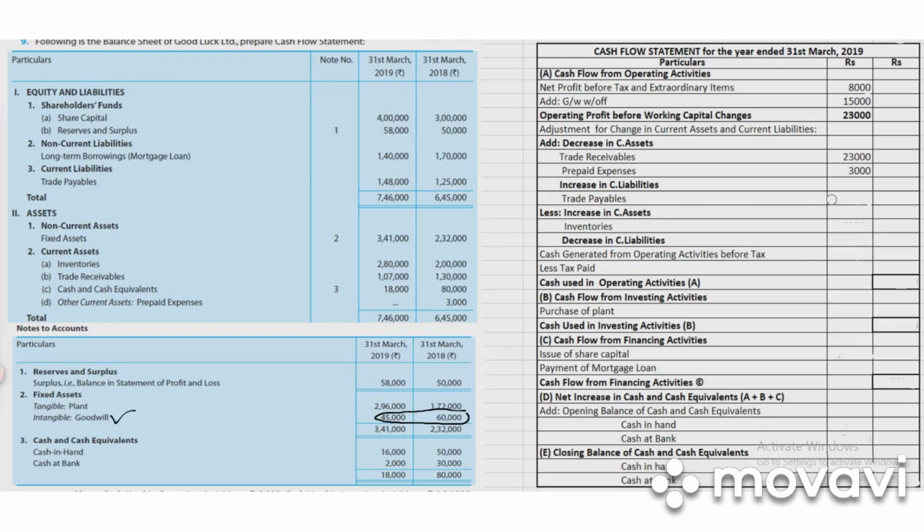So if you calculate the difference, you will get 23,000 again. So put it here. Then increase in current assets, you'll have to subtract, just the opposite. So you go to the current assets. In current assets, there is an increase of inventories. You can see 2 lakh has become 2,80,000. So there is an increase of 80,000. So put it here, 80,000, right?